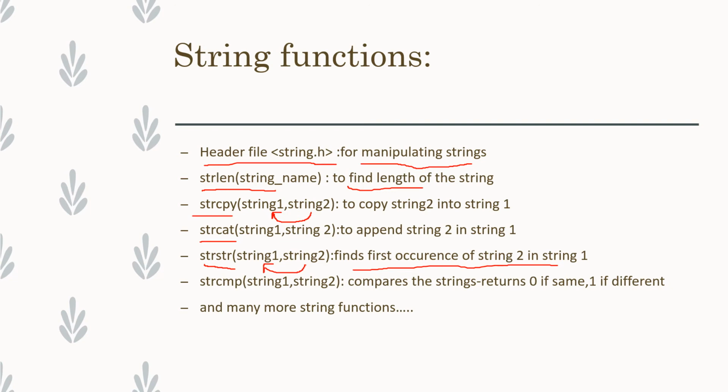Next one is string compare, the short form strcmp. It compares both strings. If these strings are similar, it returns 0. If these strings are different, it returns 1. If the final output is 0, it means my strings are the same. If it is 1, then it means they are different. Okay, so those are the basic string functions.